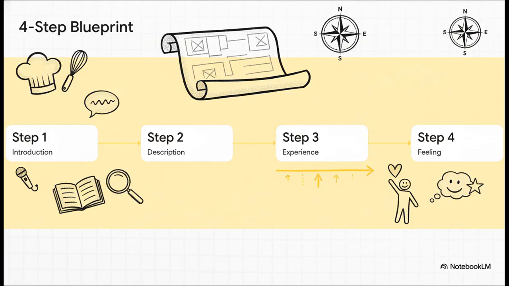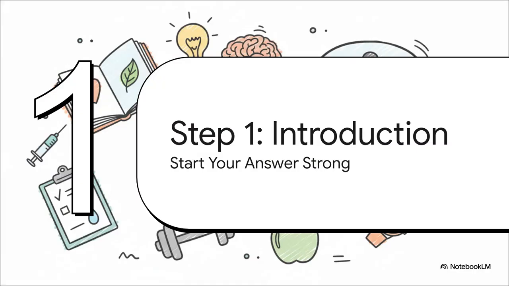If you just follow these 4 steps in order, introduction, description, experience, and feeling, you're going to be able to put together a fluent, super detailed, and impressive 2-minute talk. And the best part? It works every single time. Okay, let's kick things off with step 1, the introduction.